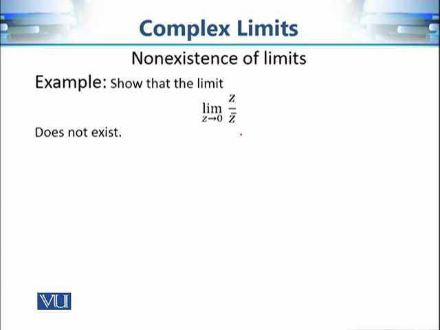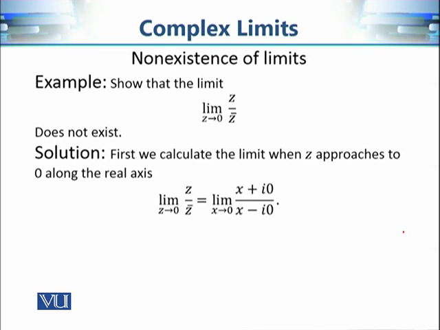This is z over z conjugate. Now why does this limit not exist? Let's try to calculate this limit along two different paths. One of the paths is along the real axis. Now we know that along the real axis y is 0 because there is no imaginary part. We are on the real axis.